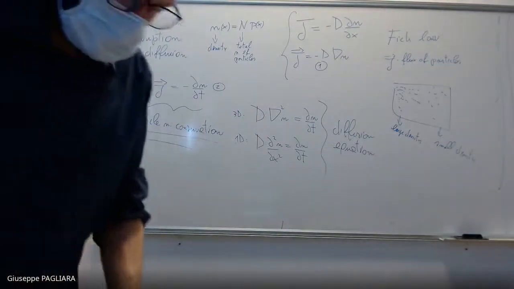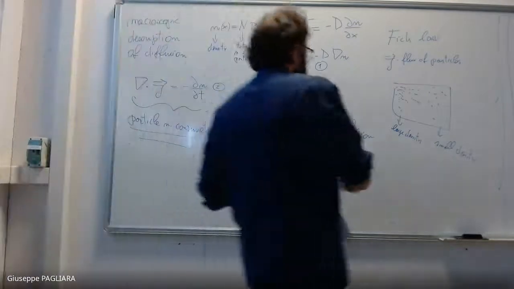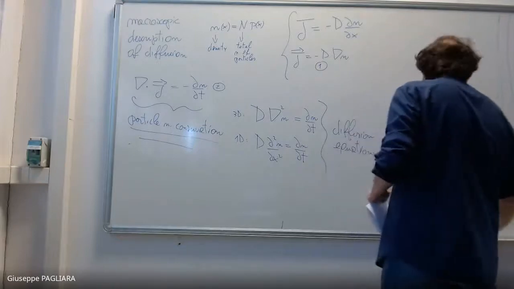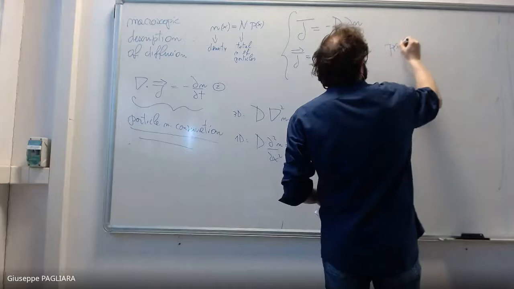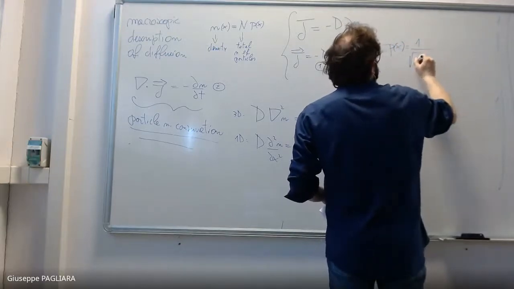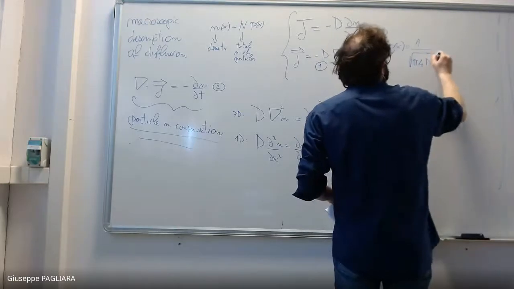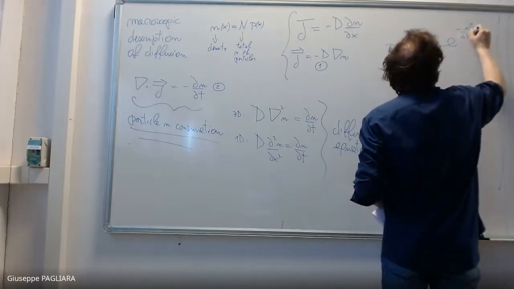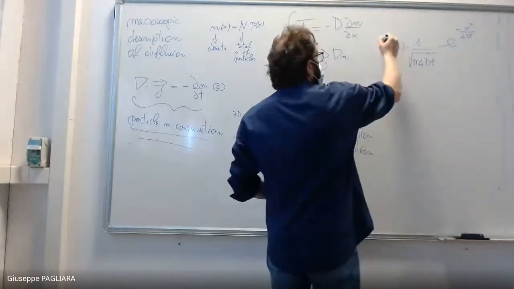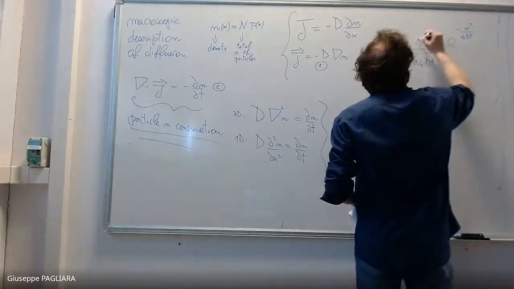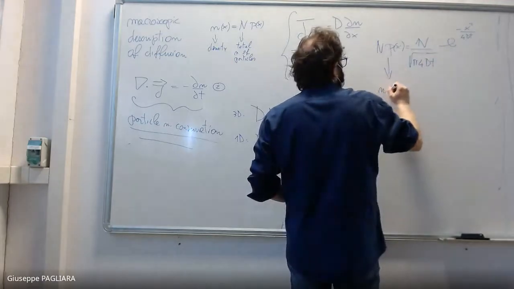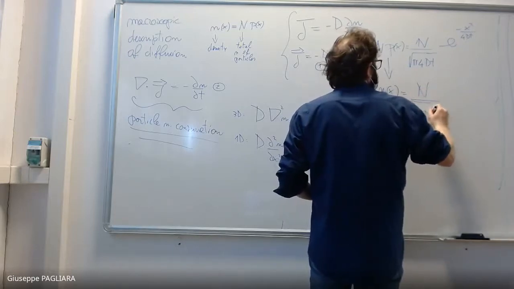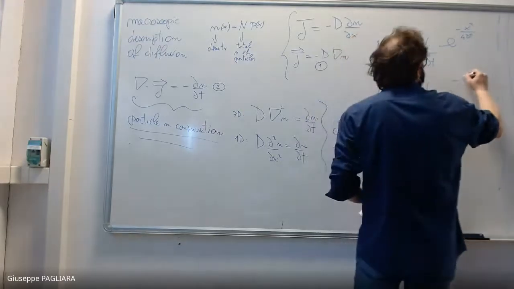respect to space. Okay. Now the interesting thing is that if you take the distribution that we wrote before, P of x equal to 1 divided by the square root of 4 pi D t, times e to the minus x squared divided by 4 D t, you can just multiply by N and you get here the density. But N is just a proportional factor, so it's not important.